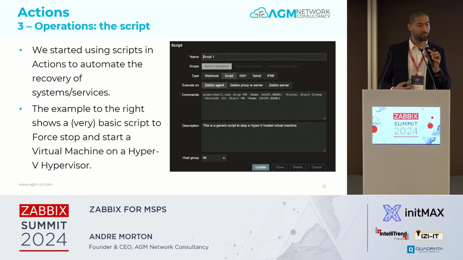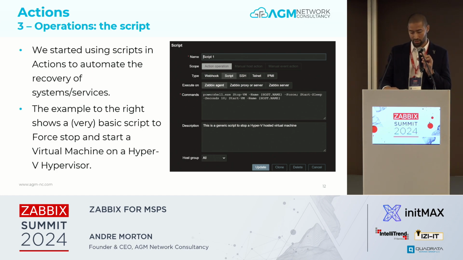You assign the scope, so we've got the action operation here, but you can also set it as a manual action, which I'll show again later in this presentation. And you've got all the types there you can set. In this case, it's a script. We chose to execute on the Zabbix agent, but as I said before, you can do it on the server or the proxy as well.